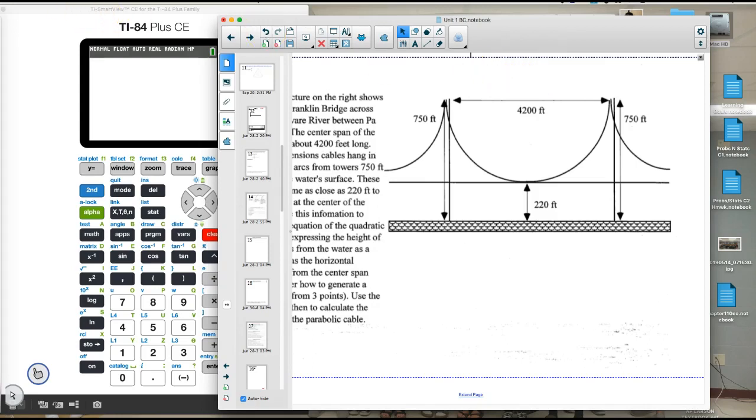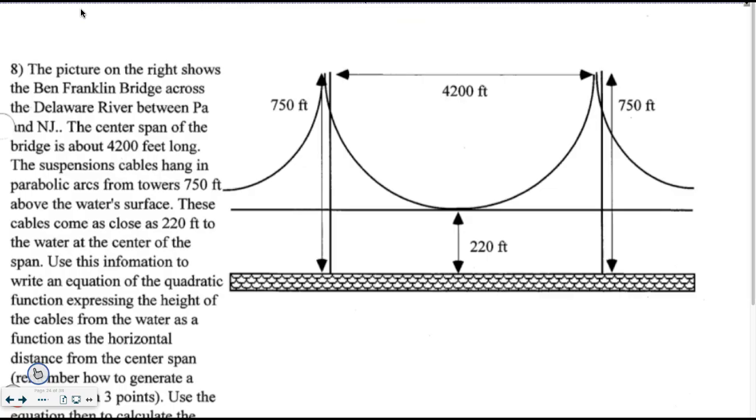So I'm going to do view full screen and head up front. It's a bridge, the Ben Franklin Bridge, and it goes across the Delaware River. It gives a center span of the bridge being about 4,200 feet. You can kind of see on the picture, this line right here is the water level. The bridge is secured 200 feet below the water level.